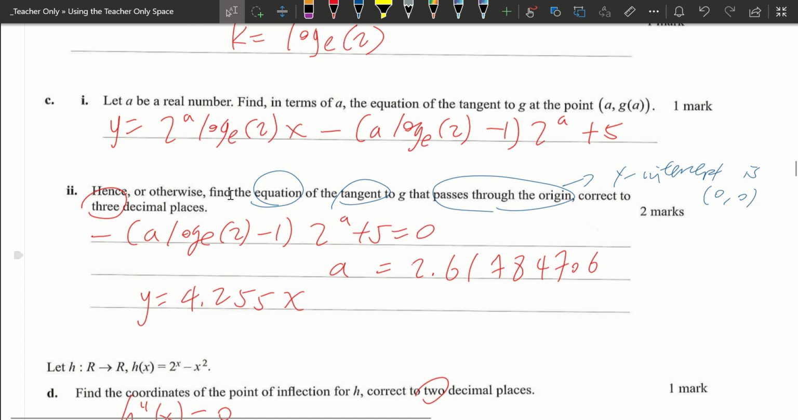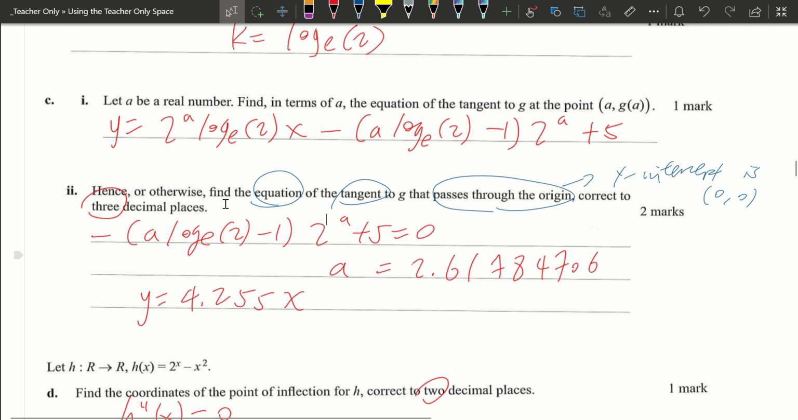And by the way, this language is kind of problematic also. You cannot find the equation correct to 3 decimal places. You can only find a number correct to 3 decimal places. If you simplify the sentence, it says find the equation correct to 3 decimal places. Essentially, that's what it says.